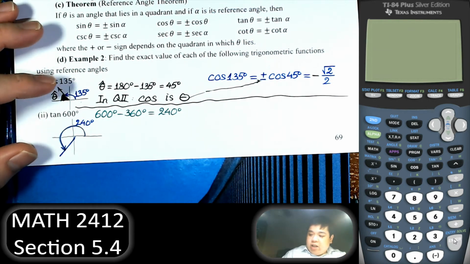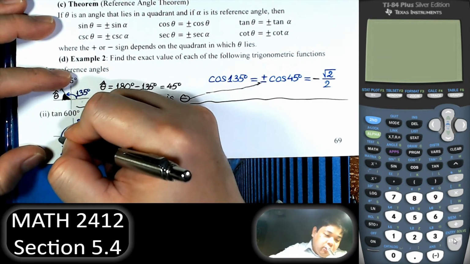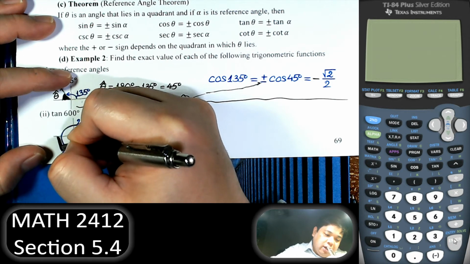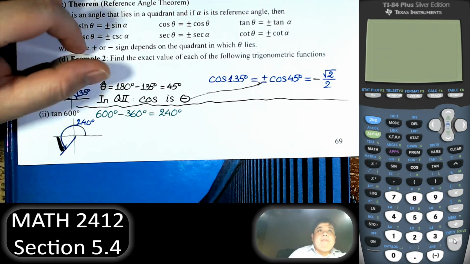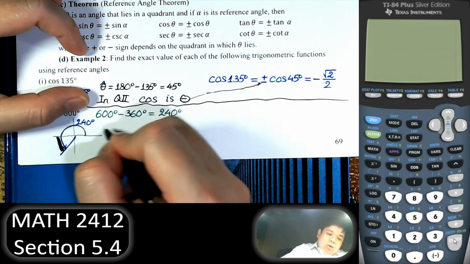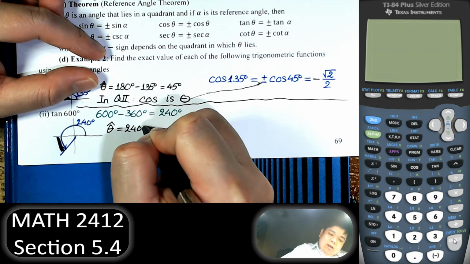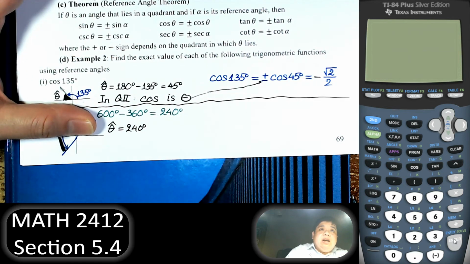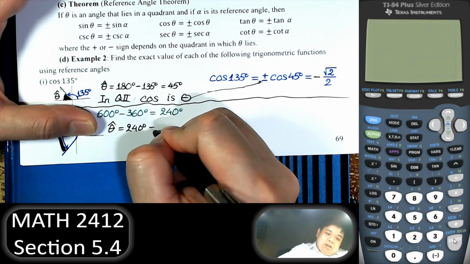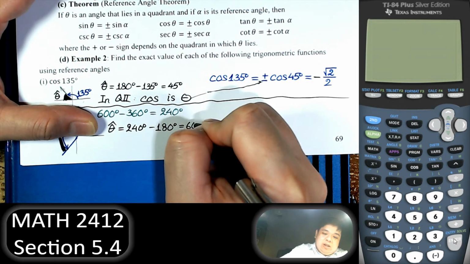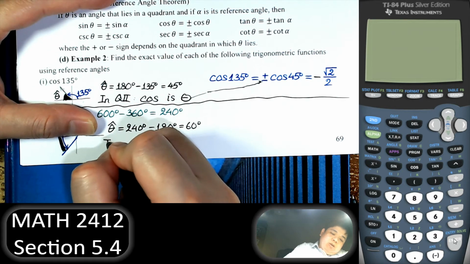So to get the reference angle, we will take the terminal ray formed with the x-axis. Could be positive, could be negative, so we're going to choose that. And so the whole thing is 240. Take away a half a revolution. So the reference angle is 60 degrees. Now is that positive or negative?